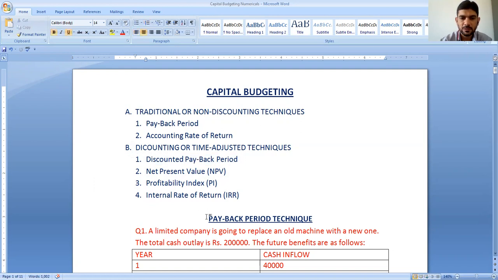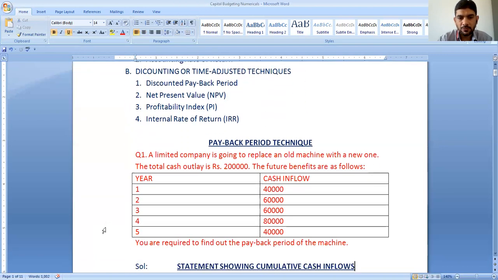So, payback technique, we are having a numerical over here to learn this technique. The numerical is a limited company is going to replace an old machine with a new one. The total cash outlay is rupees 2 lakh. The future benefits are as follows. The future benefits are year 1 to 5.